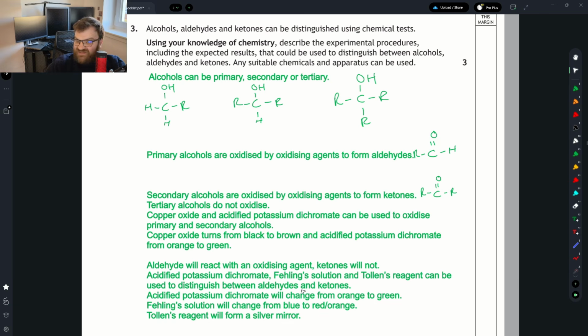In terms of apparatus, it depends how you've done this in class. You can do it in a dimple tray, you can do it in test tubes, you'd warm up the chemicals and then cause them to react together.